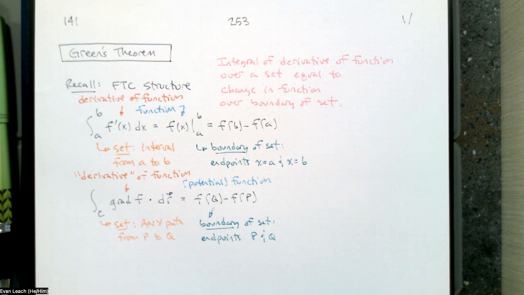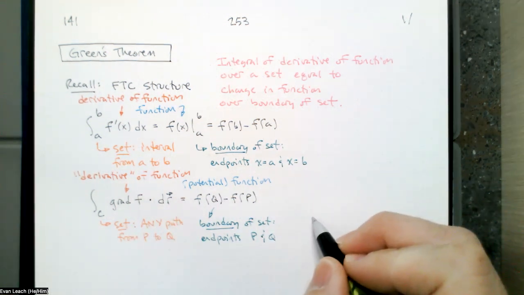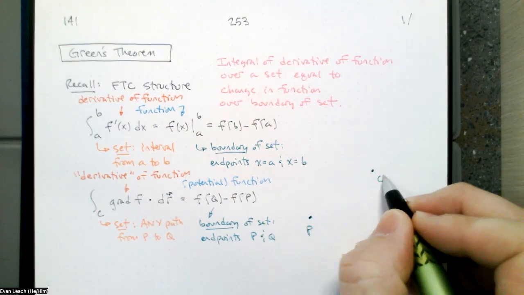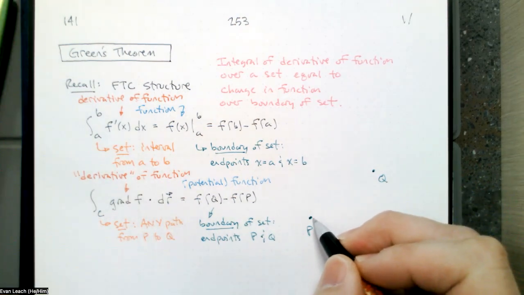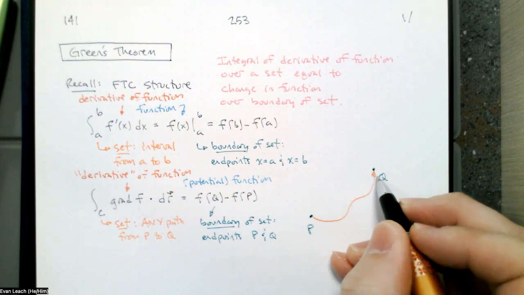So we still see the same four parts. The integral of the derivative of a function over a set is equal to the change in the function over the boundary of the set. Really, our fundamental theorem of calculus for line integrals is just our fundamental theorem of calculus along a curve. So we've got a point P and a point Q. The fundamental theorem of calculus for line integrals just says, well, if we're integrating a gradient field, then it doesn't matter what path we take.